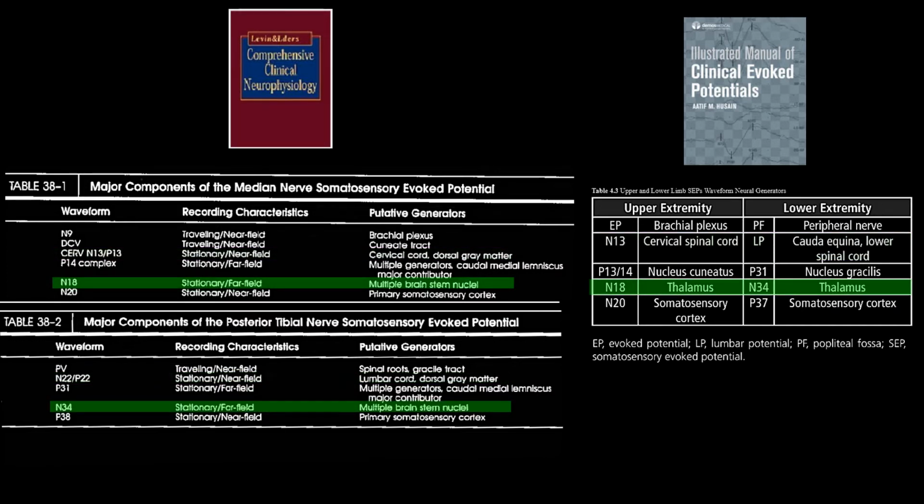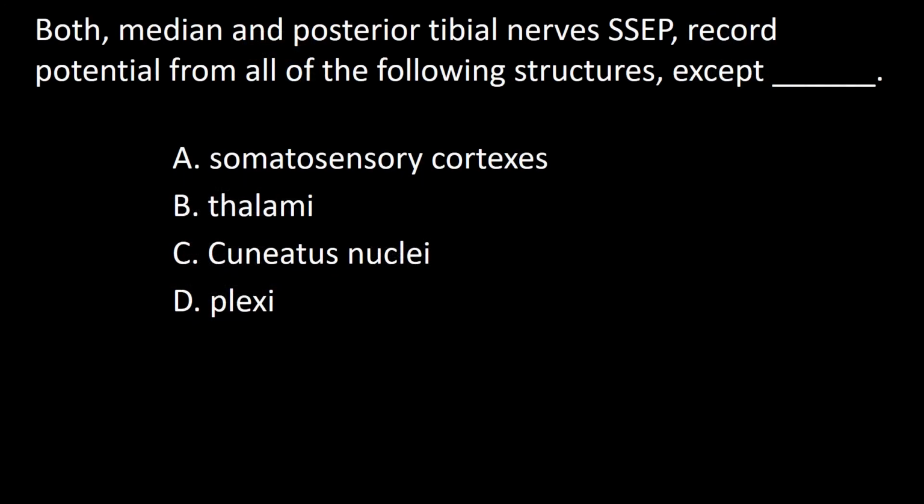But in other cases, there is significant disagreement as to the generators of the different waves. In the comprehensive clinical neurophysiology, multiple brain stem nuclei are considered the putative generators of N18 and N34, whereas in the illustrated manual, the thalamus is considered the generator of the same waves. So the answer to this question is C.